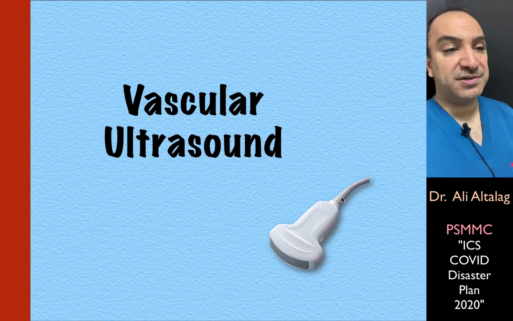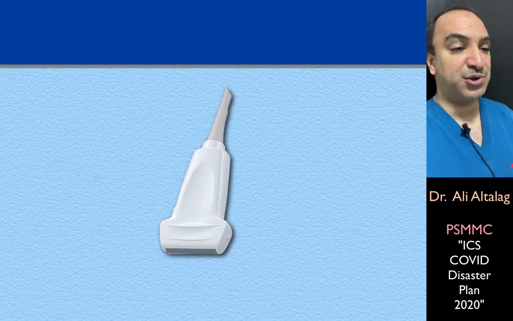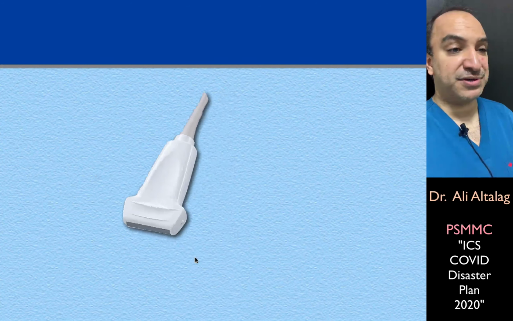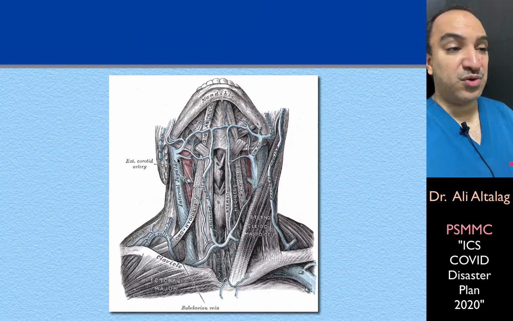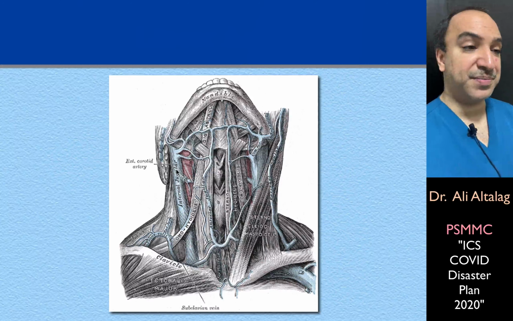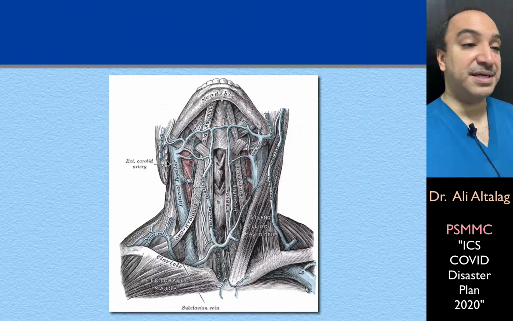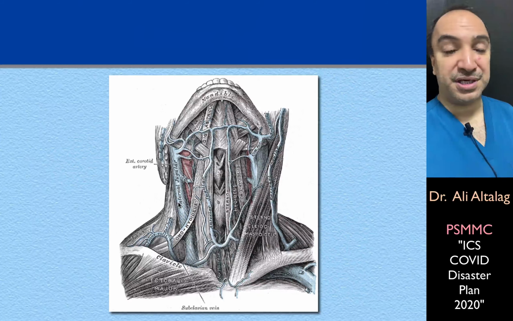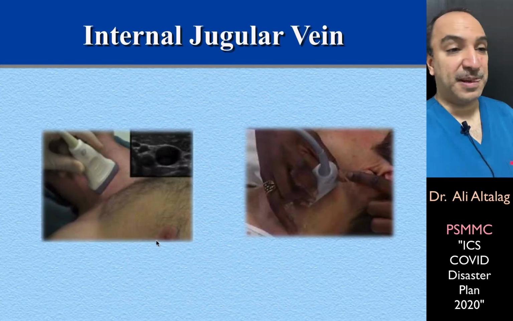So let's start with vascular ultrasonography, and we use for vascular imaging and procedures the linear array transducer here, and this is how the transducer relates to the image itself. When we like to cannulate one of the veins, we basically choose mainly the IJ, or the internal jugular vein, on the right side most of the time.